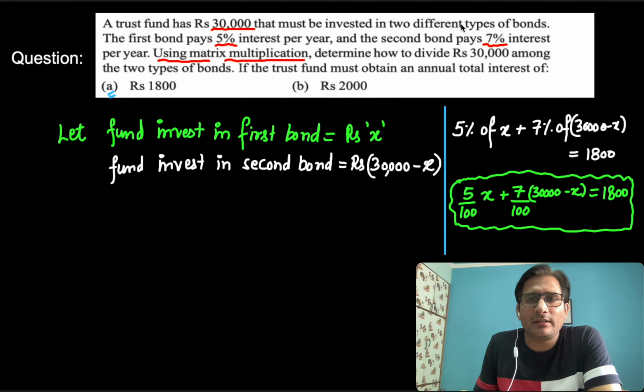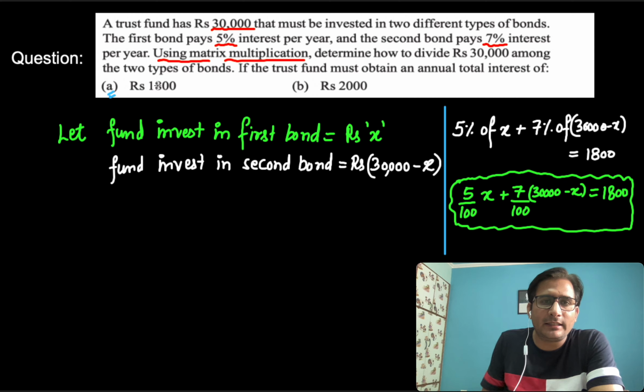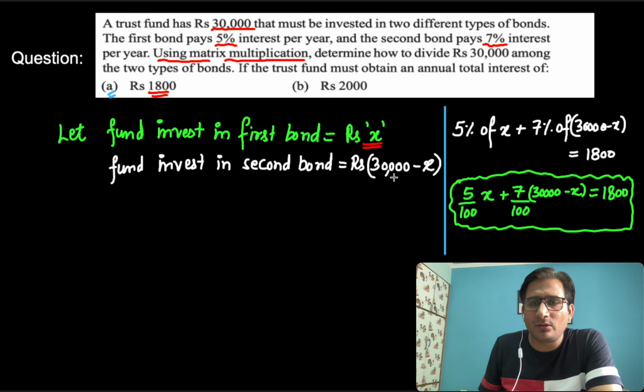30,000 rupees are there. We need to invest it into two bonds, with 5% and 7% interest given, and the total interest in the first part is 1800 rupees. So if I invest x rupees in the first bond, then in the second bond I need to invest 30,000 minus x. We can approach it with the simple approach also.